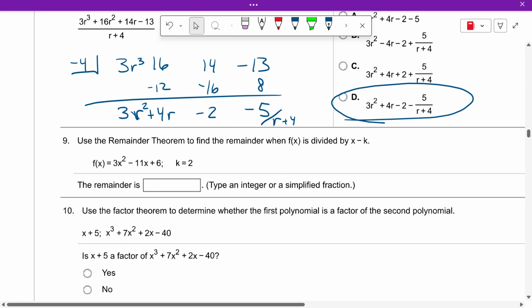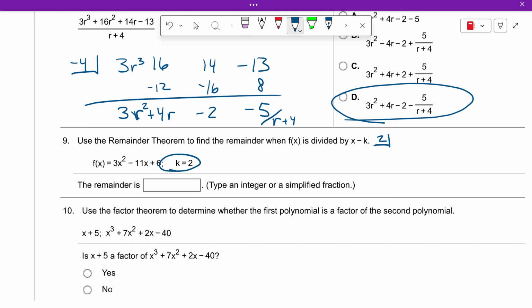The remainder theorem is, what do we get for a remainder when we do synthetic division? Now, if they give us a number, it's that number. If they give us an expression, use the opposite of the number. Know when to use the number, know when to use the opposite. 3, -11, 6. 3, 6, -5, -10, -4. The remainder is -4.